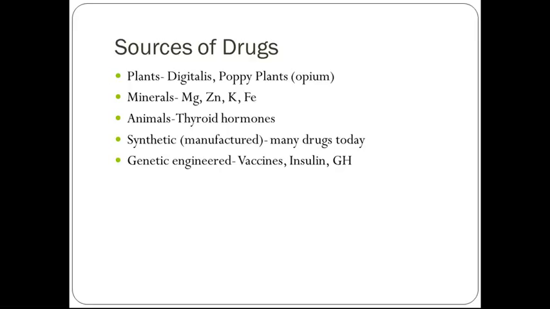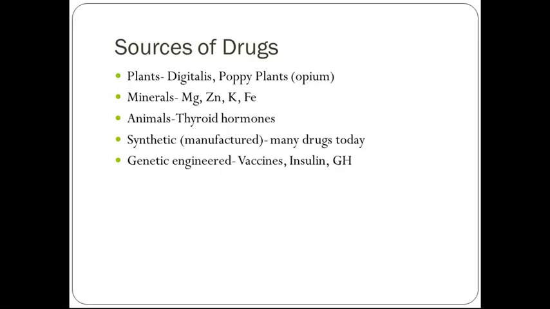The third is animals, so thyroid hormones. The fourth is synthetic or manufactured drugs, which is many drugs today. Most classes of drugs are synthetic. Our hypertension drugs, Lomotil, Demerol, are all examples of synthetic manufactured drugs. The advantages to synthetic manufactured drugs is that they are produced in large quantities for a wide market throughout the United States.